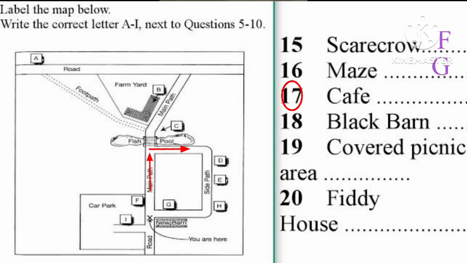Listen to the audio further. Walk along the side path and the cafe's on the first bend you come to. Walk along the side path, यानी कि साइड पाथ पर पैदल चलें. And cafe is the first bend you come to. और कैफे आपके सामने आने वाले पहले बेंड पर है.